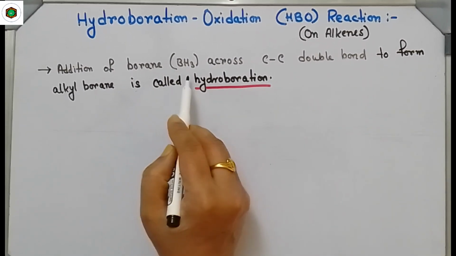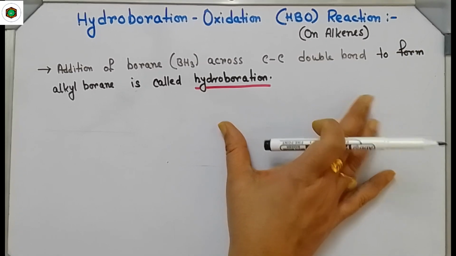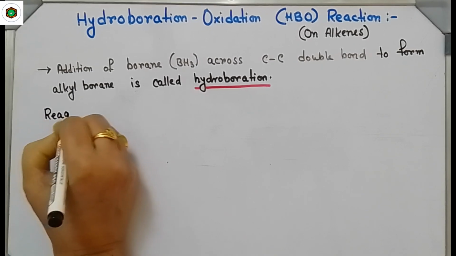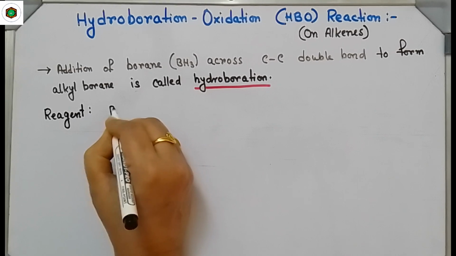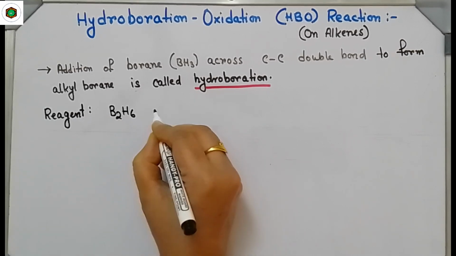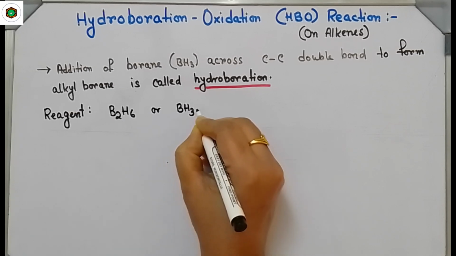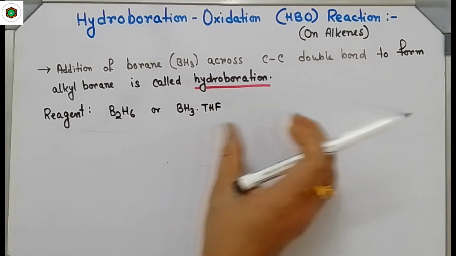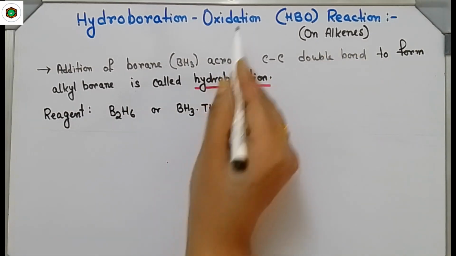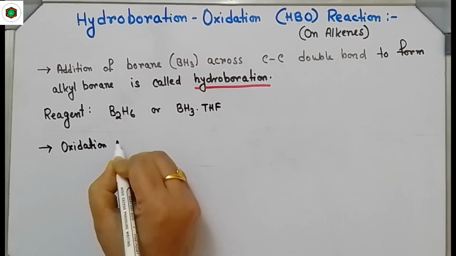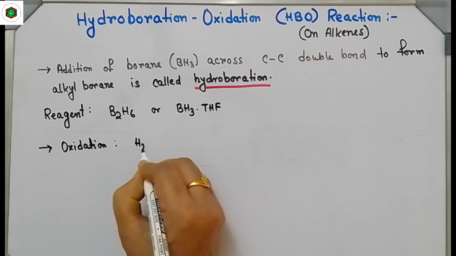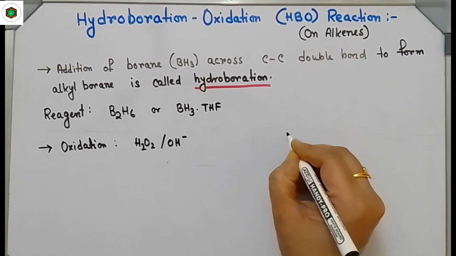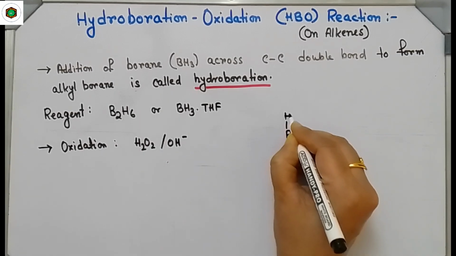Addition of borane, meaning BH3, across a carbon-carbon double bond to form alkyl borane is called hydroboration. Here the reagent is diborane, B2H6, or on the arrow you can write borane THF. Everything I will explain. And after hydroboration, the next step is oxidation. For oxidation, the reagent is hydrogen peroxide in basic medium, OH minus. Now what is borane? Borane is this one.